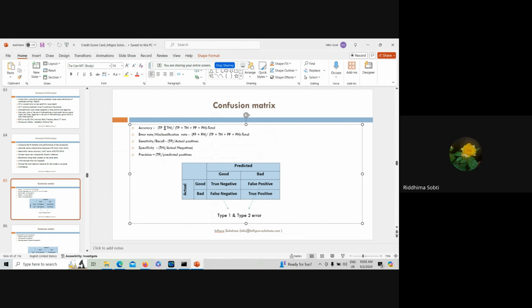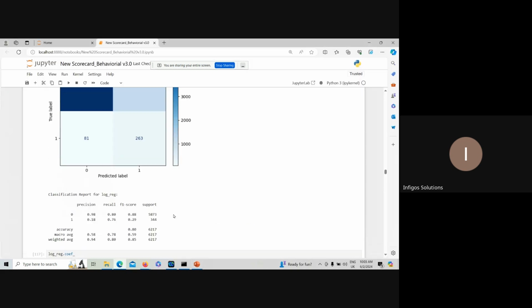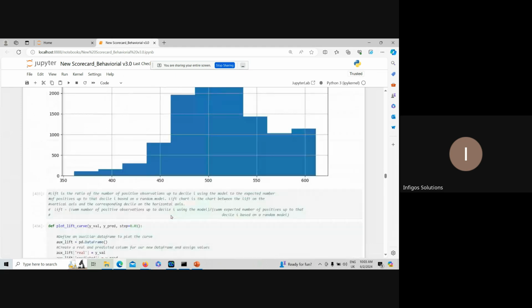Okay. And sir, there is also a cost ratio which you showed in the previous slide, which is a ratio of misclassification. Yes. So is there any threshold for this as well? I haven't worked on cost ratio, but I had done something very similar here. If you look here, go down further here.